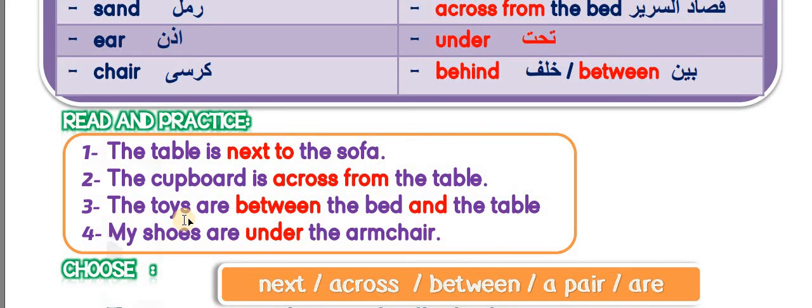The toys الألعاب is ولا are? The toys are between بين حاجتين. Between the bed and the table. بين السرير والتيبل. The toys are between the bed and the table. My shoes is ولا تبقى my shoes are. They are under the armchair. تحت الكرسي. Under تحت، next to بجوار، across from قصاد، between بين حاجتين.